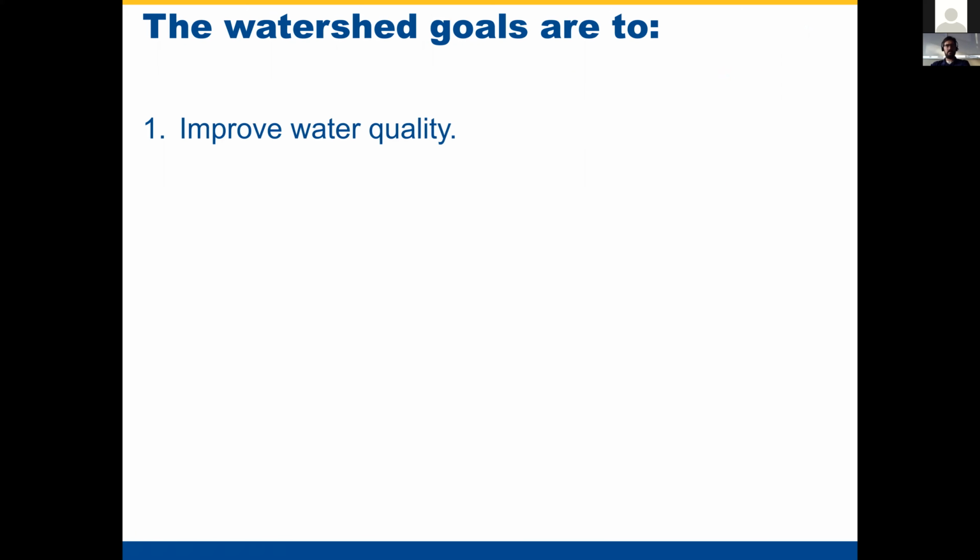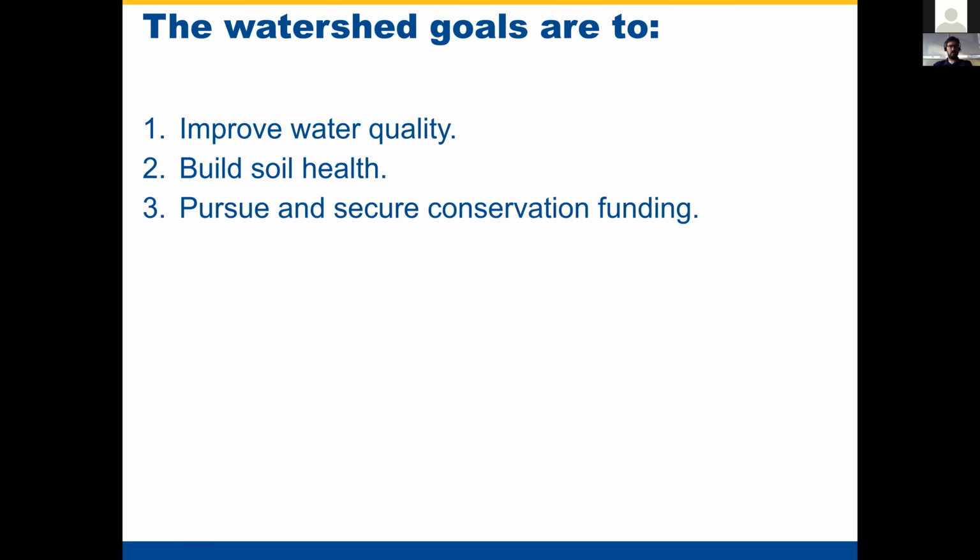So the goals that we summarized were to improve water quality. That's obviously the main focus of any watershed plan in this context. Build soil health. We know that's a pretty general goal, but we know that improving infiltration, improving ground cover, things of that nature will improve the soil over the long term. We want this to be a useful tool in pursuing and securing conservation funding. So all the practices we describe in the next few slides need to be funded.